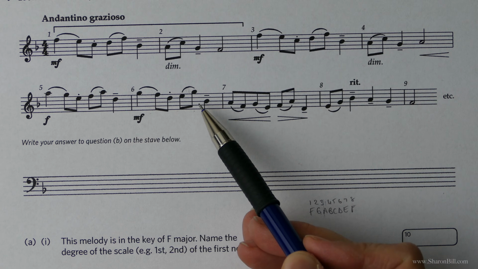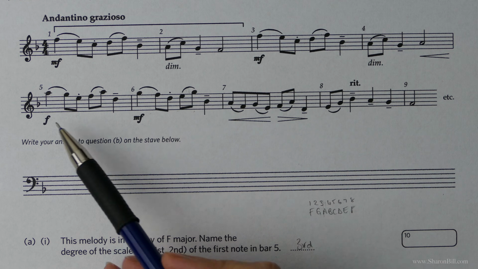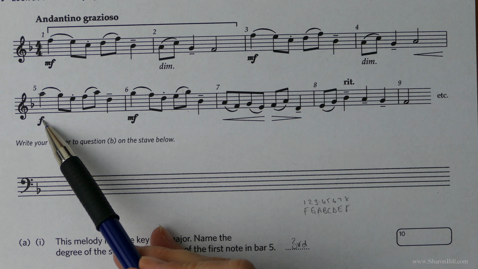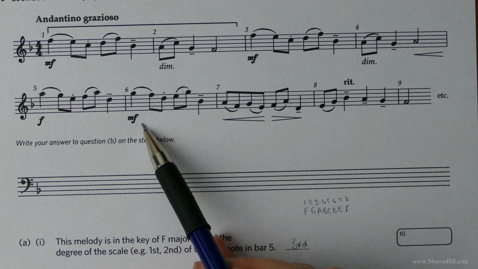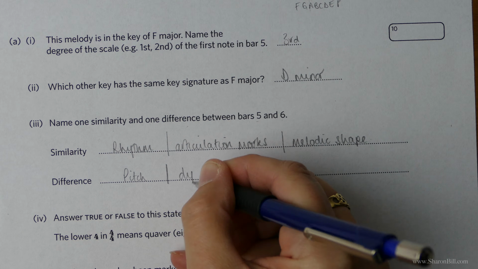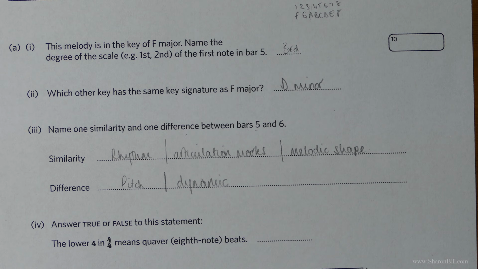So the articulation marks are the same, the general melodic shape is the same, but these dynamics are different. This bar is loud, this bar is only moderately loud. So that is also an acceptable answer because that's different. So that's that. So let's carry on.